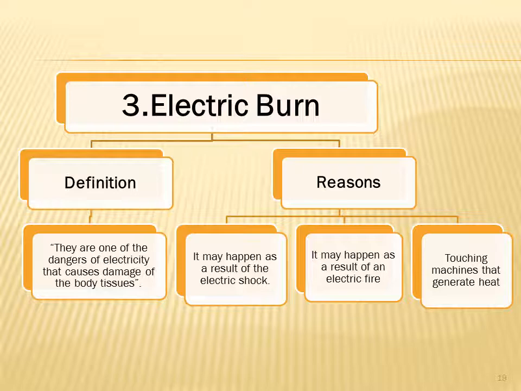Second reason, it may happen as a result, of course, of an electric fire. If you are exposed to an electric fire, a fire that happens because of electricity, the burn that you get is called an electric burn. And finally, touching machines that generate heat, like the iron, the stove, the electric kettle, or whatever. Whenever you touch a machine that produces heat and works by electricity, the burn that you get is also called an electric burn.